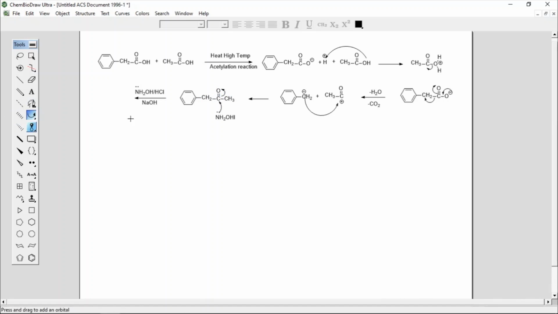Okay, so there will be the negative charge in the next structure. The structure will be like this. So I just have to copy this.